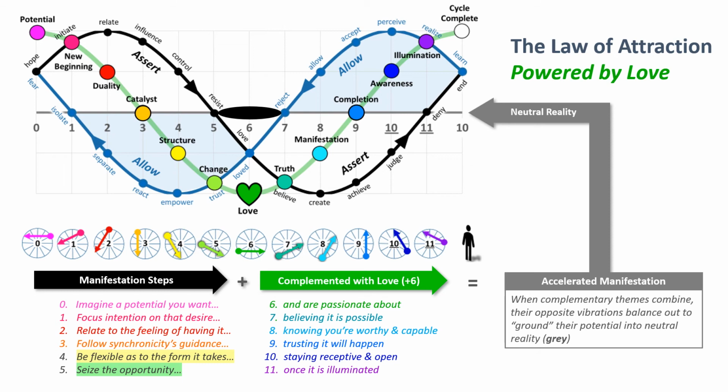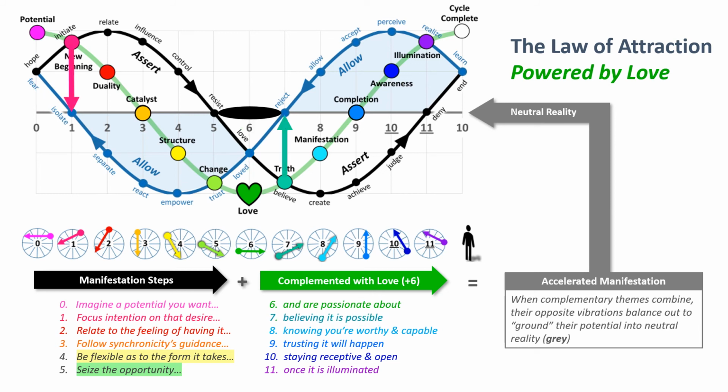Let's walk through how the 6 steps work to clarify the overall process. First, imagine a potential you want, the magenta or pink 0, and are passionate about, green 6. Note how the magenta and green arrows at 0 and 6 are equal and opposite in amplitude, thus balancing and neutralizing each other's energy as light and transforming it into matter. Basically, E equals mc squared in action.